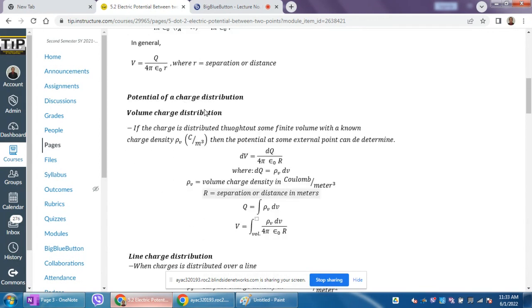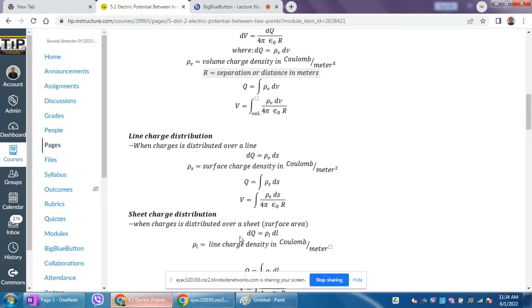This is the formula now for volume charge distribution. Okay, so balikan po natin, yung volume charge density, coulomb per cubic meter. So differential volume, take note, ito po, potential na po ito, dV. So potential V is equal to integral of rho v dV over 4 pi epsilon naught times R. Huwag po kayong magpo-confuse dun sa differential volume at saka dun sa V as in voltage. Voltage po yan.